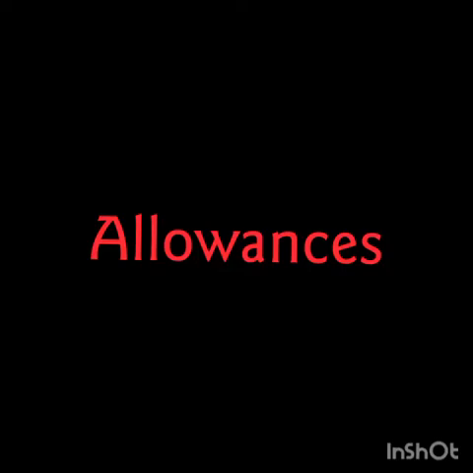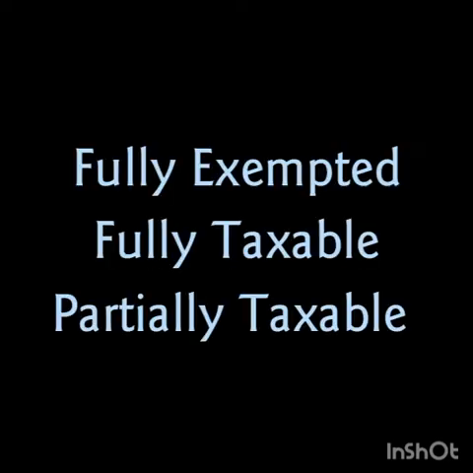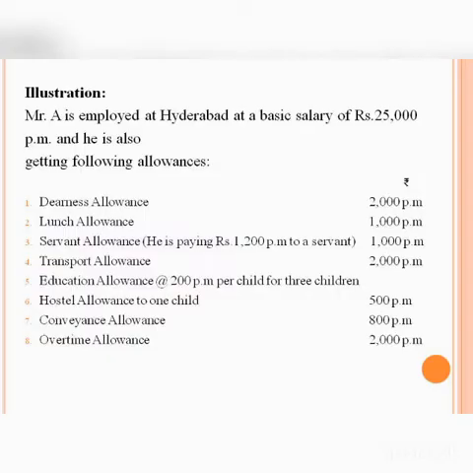Good evening, dear students. So today we'll solve one illustration which is about allowances. Basically, there are three types of allowances: fully exempted, fully taxable, and partially taxable. In this illustration, we'll see how to tackle each type of allowance in the sum when you're calculating the taxable salary. So this is the illustration which we will discuss.